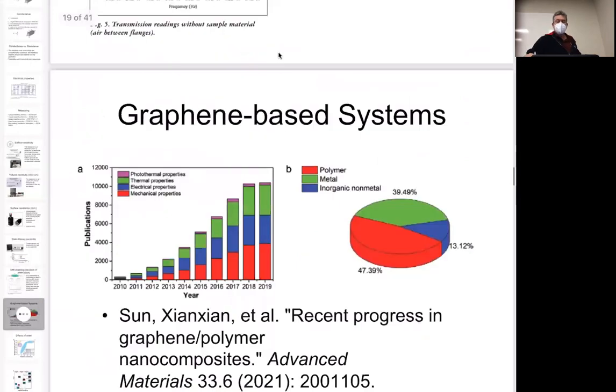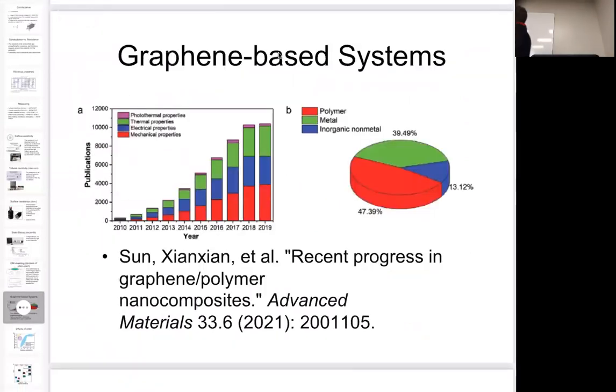Okay, so I'm going to start with graphene-based systems. Got a great review article on this: Recent progress in graphene polymer nanocomposites from Advanced Materials. Literally, it came out last year. And this is a look at the number of publications coming out for polymer-based graphene nanocomposites, inorganic, non-metallic, which would be like ceramic nanocomposites, and then metallic nanocomposites as well. A lot of that is the organic metal framework structure stuff too. So it's got some organic in it, but it does have quite a large variety of uses. So graphene is really probably almost as well studied as carbon nanotubes now.